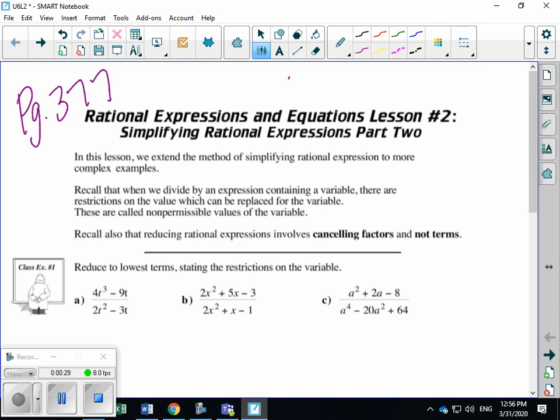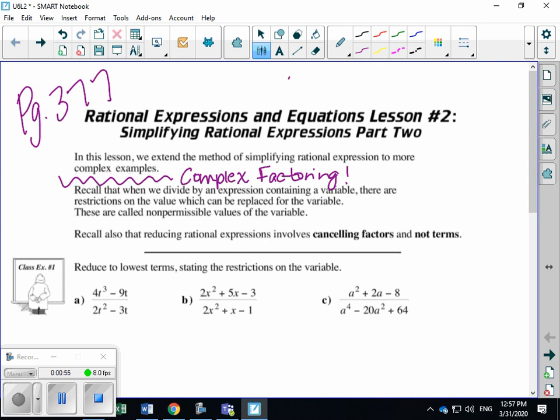Again, it says we extend the method of simplifying rational expressions to more complex examples, and I want you to think more complex factoring. Remember I said in my last video that if you're having any troubles with factoring, make sure you go back to our previous units, such as the quadratics, that definitely have some factoring review, or make sure you send me an email with questions.